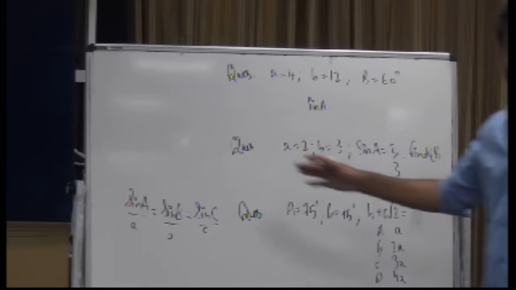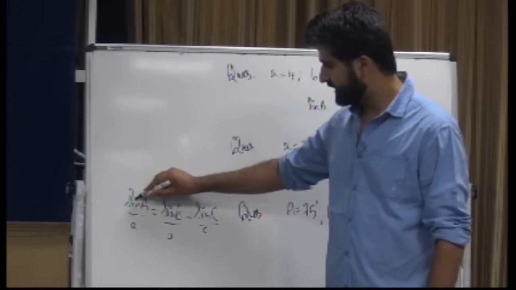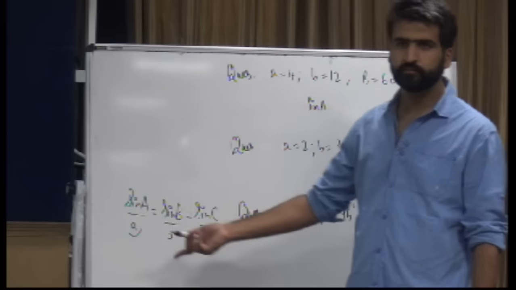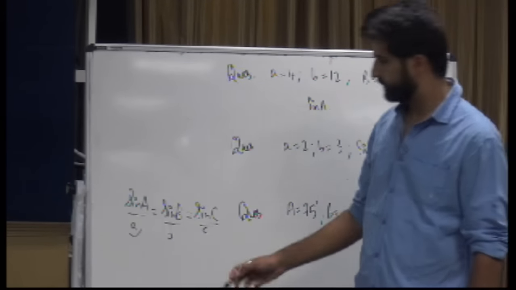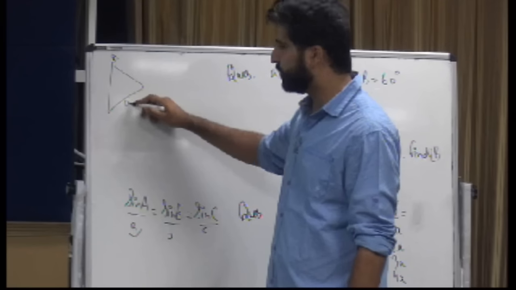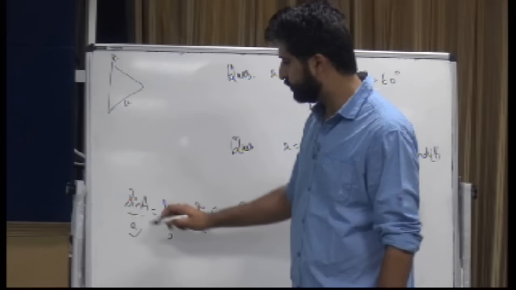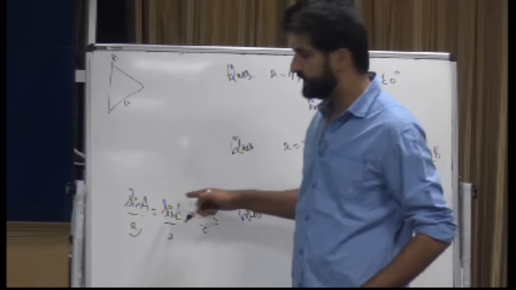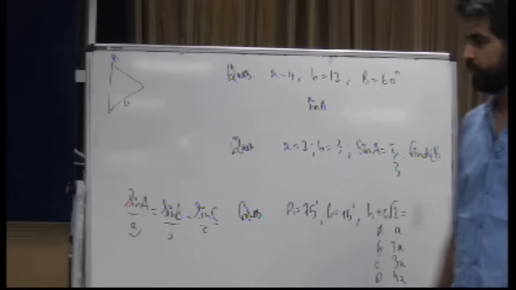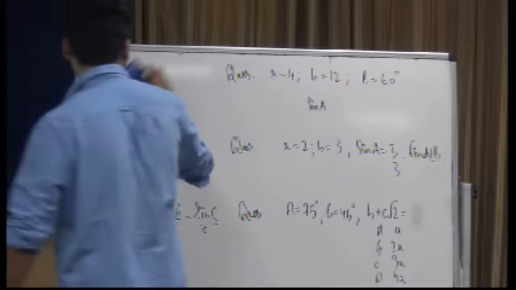So those of you who have come late, just see that we discussed what is small a in a triangle. If we have this angle A, the side opposite to the angle A will be small a. So therefore we have the sine rule, sine A upon small a is equal to sine B upon small b is equal to sine C upon small c. So we just have to apply these things in these questions.